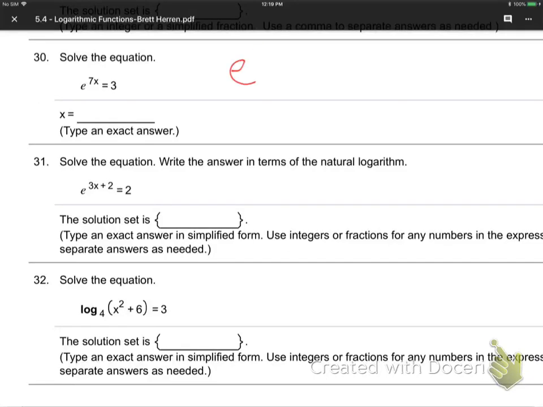e to the 7x is 3. Okay, so we want to solve for x there. So this is all about solving for x. In fact, let me just rewrite it. We got a little more room. e to the 7x is 3. Did I get that right? Yeah. Number 30. Okay.